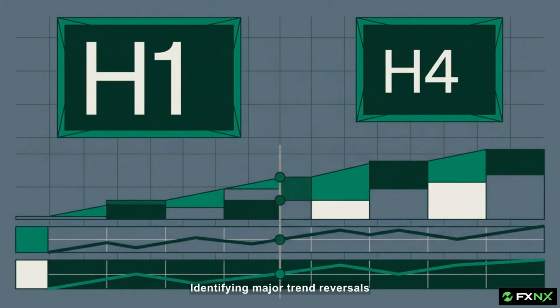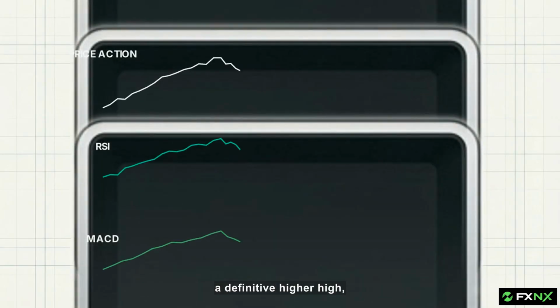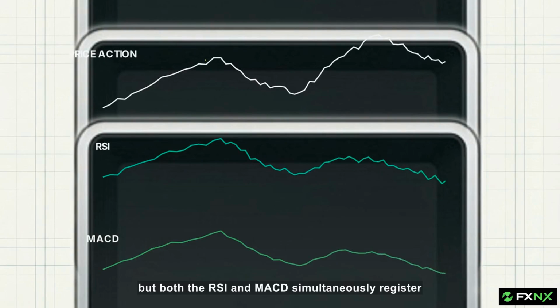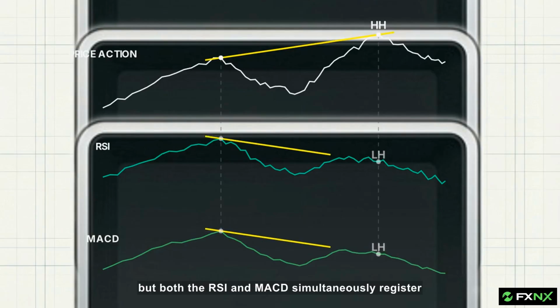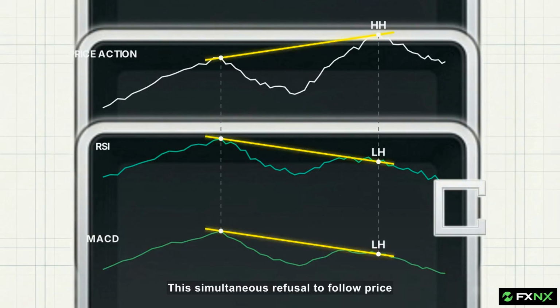Identifying major trend reversals on the 1-hour and 4-hour charts requires hunting for a Class A divergence, a specific triple alignment of price and indicators. A Class A reversal occurs when price makes a definitive higher high, but both the RSI and MACD simultaneously register lower highs. This simultaneous refusal to follow price indicates a significant decoupling between price action and momentum.